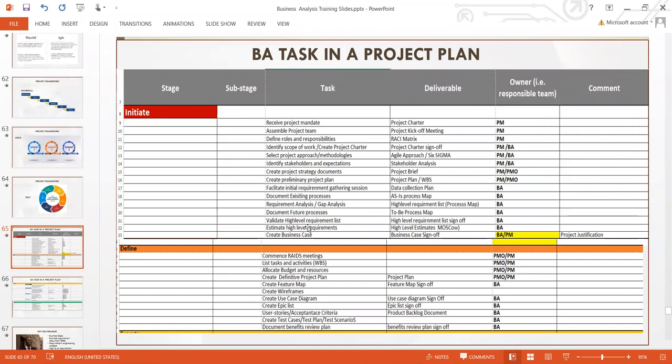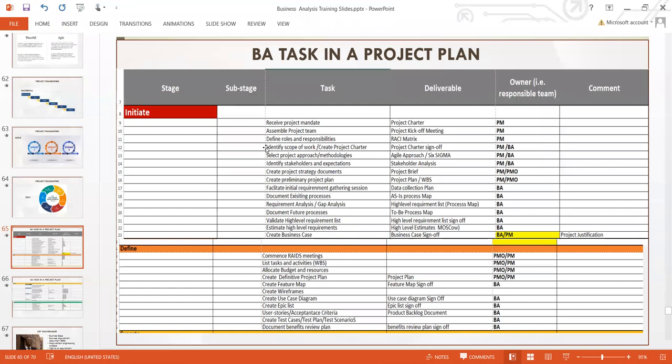Validate high level requirements. This is the duty of a business analyst. Estimate high level requirements. This is the duty of a business analyst. Create a business case. This is the duty of a business analyst. All these ones I'm saying are within the initiate stage of the project, and the one who needs to do all these things is the business analyst, the BA.